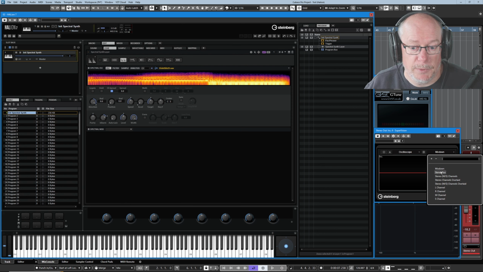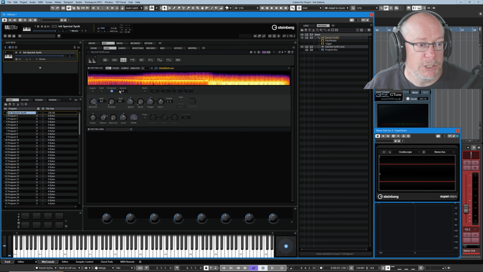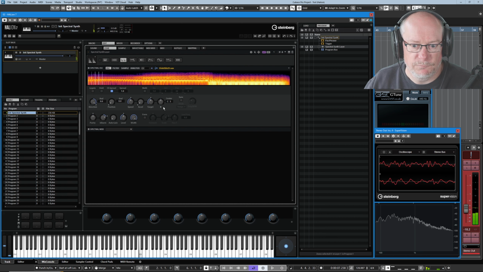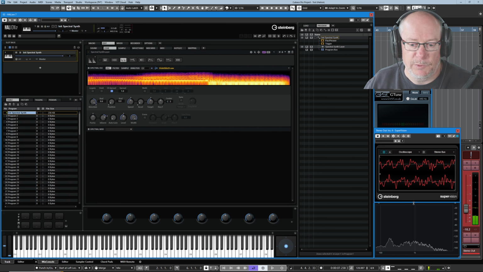Let's go to stereo bus. So I'll play channel spread with zero spread. You can see that those two waves are identical. Now introduce a spread. You can really clearly hear that stereo effect. And if we look in the oscilloscope now, one of those waves has been offset.